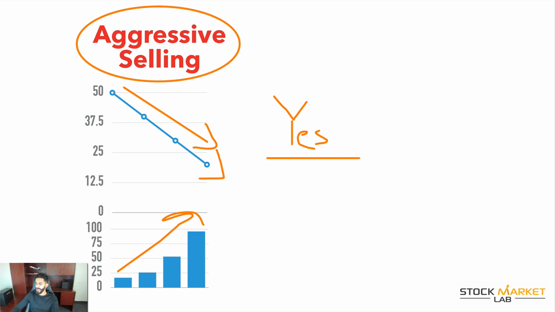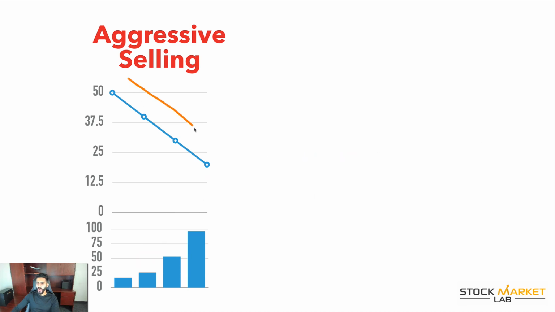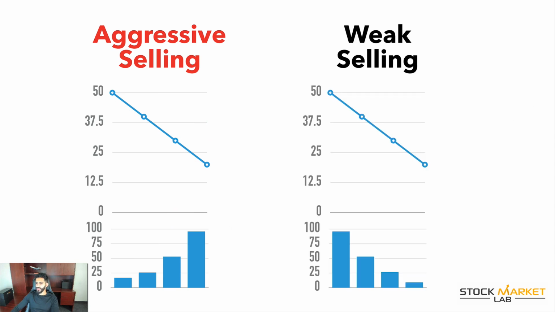It's a strong move down because as the price is going down, volume or the commitment level is going up. That means more and more people are interested in selling the stock or selling the product or selling whatever it is for a lower price. In this situation, the stock's price is also going down, but you can see what happens to the volume. The volume is decreasing. This is a weak move. That's weak selling.